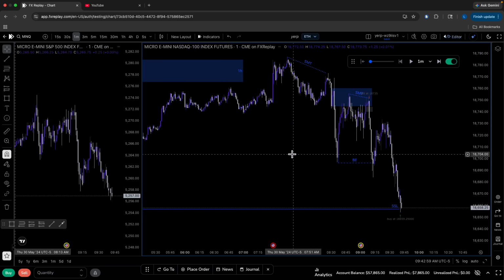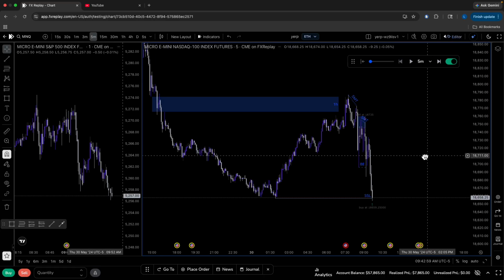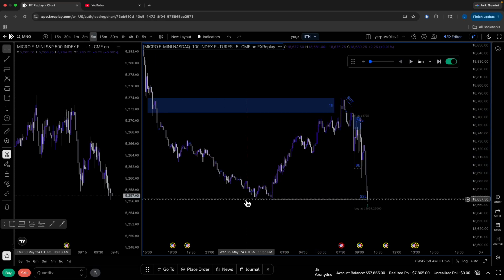Another backtesting trade recap. I took one short on NQ. It was a win. It's a really clean model here. So yeah, let's get into that right quick.